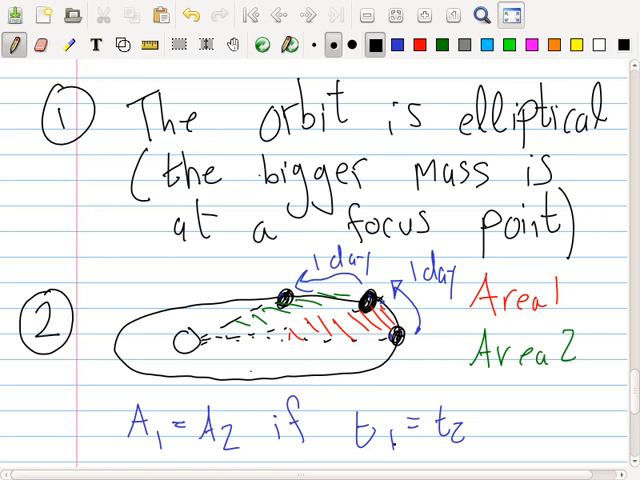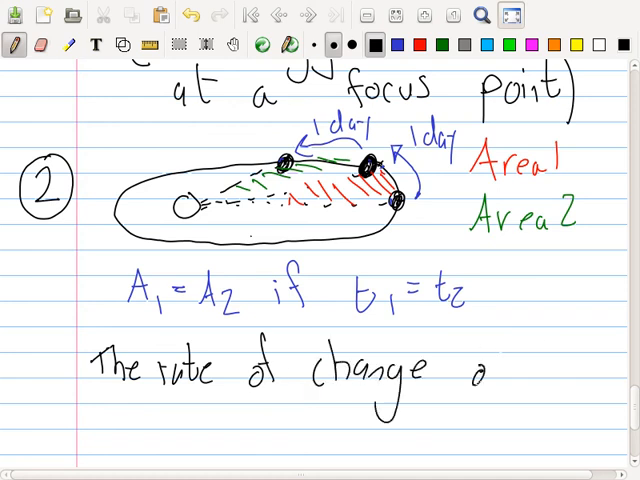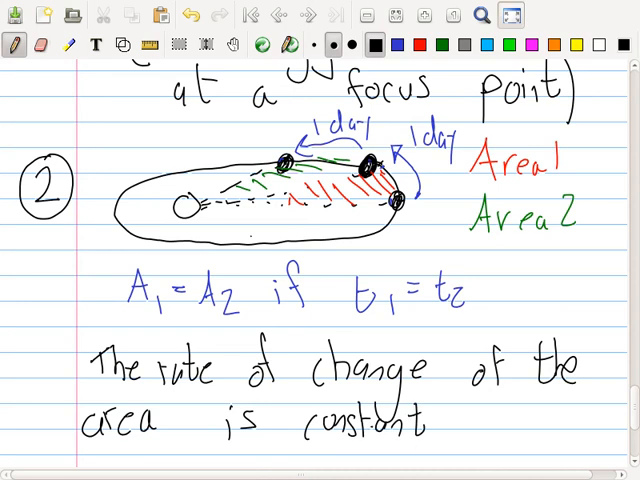T1 equals T2, the time. So how do you phrase this exactly? You could say that the rate of change of the area is constant. The rate of change of area is constant.